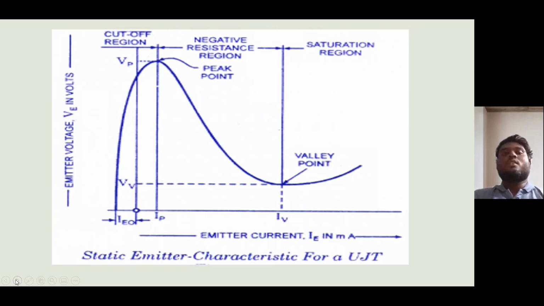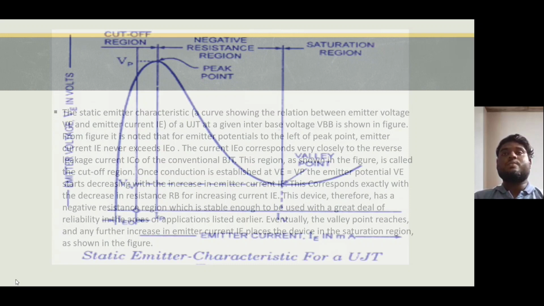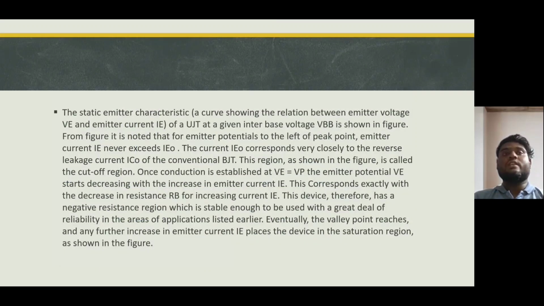The static emitter characteristic is a curve showing the relation between emitter voltage VE and emitter current IE of a UJT at a given interbase voltage VBB, as shown in the figure. From the figure, it is noted that for emitter potential to the left of the peak point, the emitter current IE never exceeds IEO, and this current corresponds very closely to the reverse leakage current ICO of the conventional BJT. This region, as shown in the figure, is called the cutoff region.